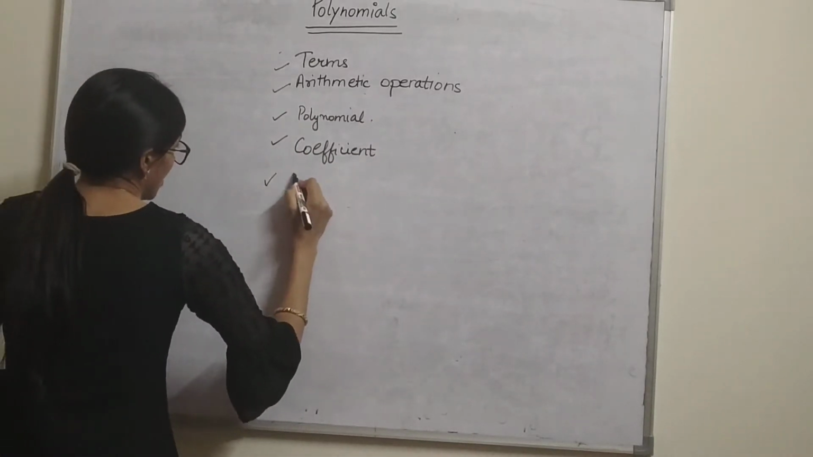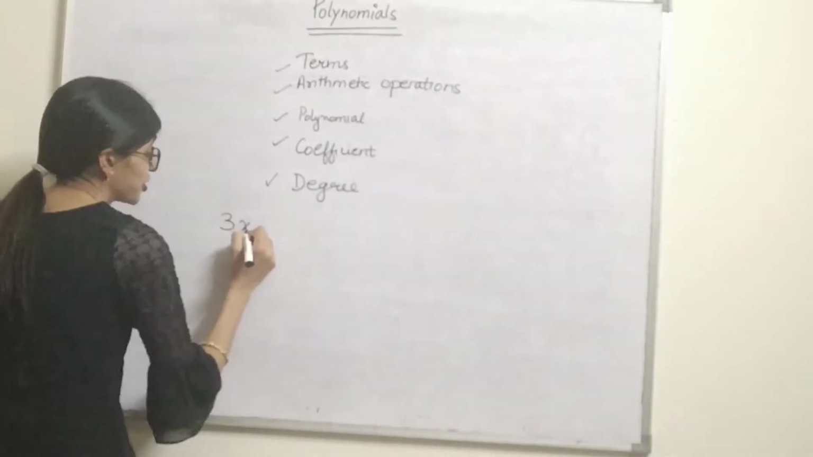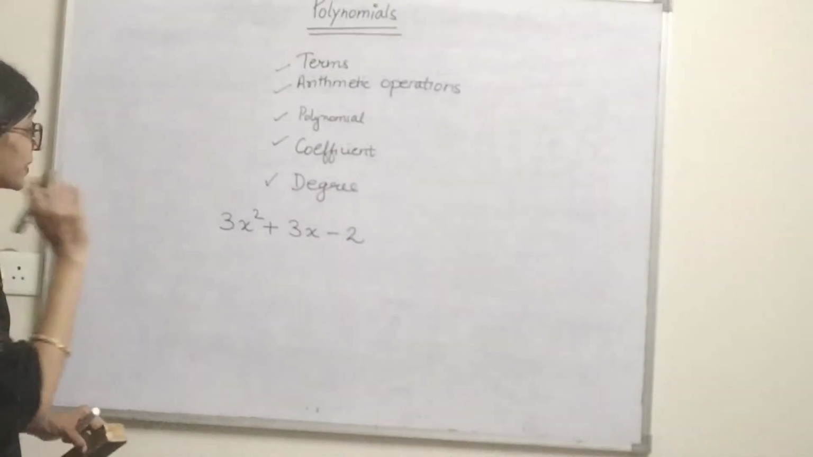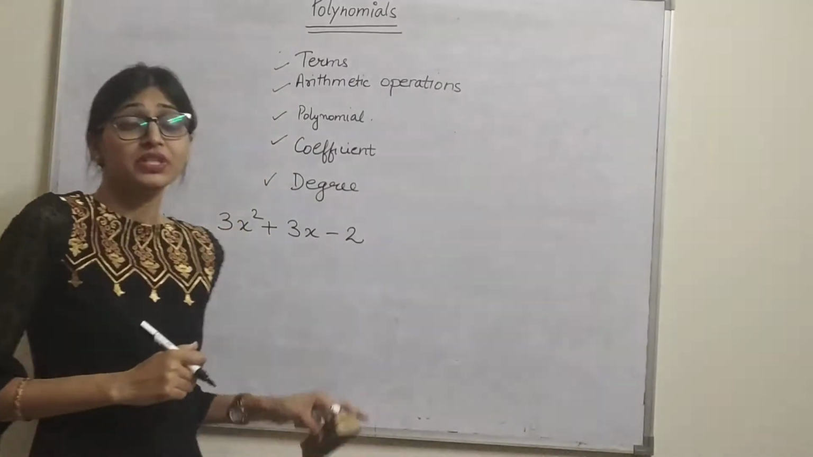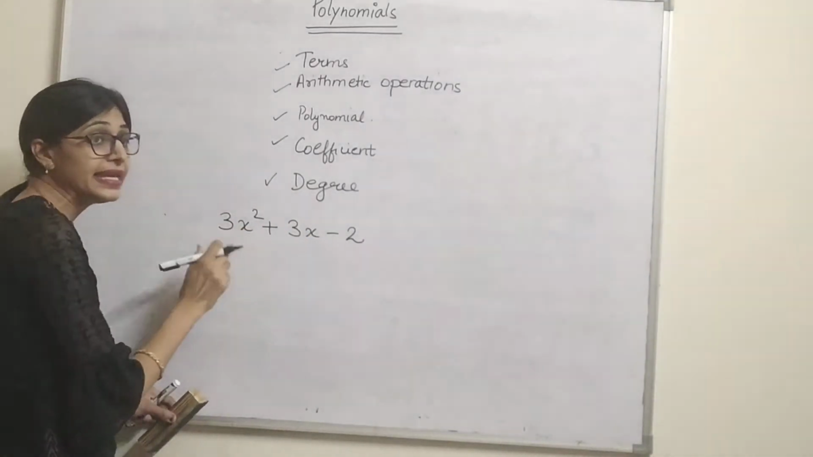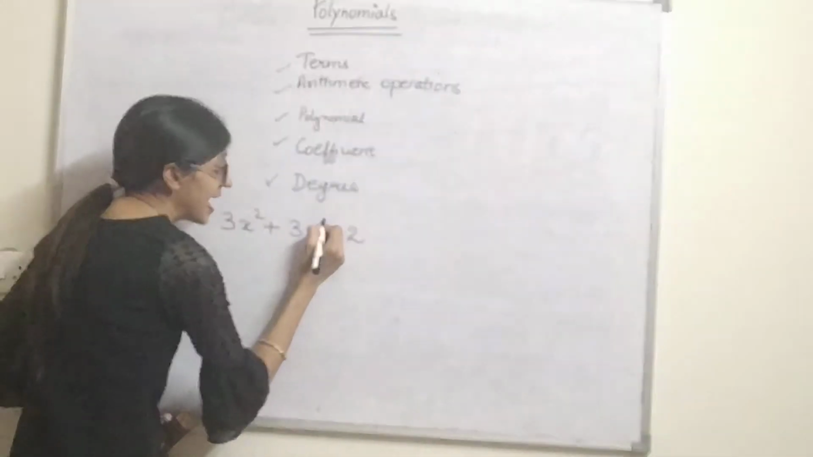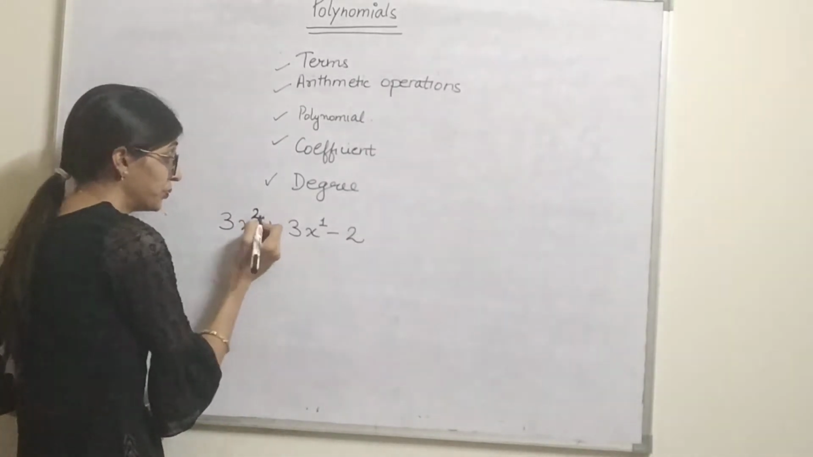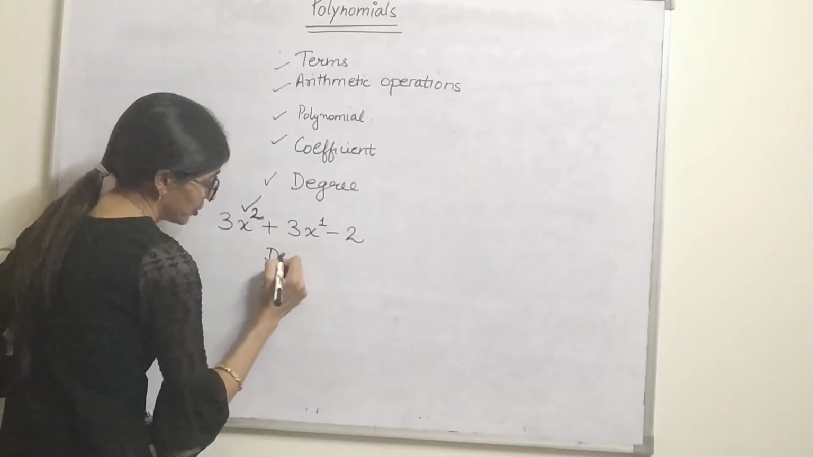Degree. What do you understand by degree? Suppose an expression is given to you, a random expression, and you are asked what is the degree of this polynomial. Whatever value of the variable's power is highest, that is the degree of the polynomial. Here the variable has x raised to power 1. Here the variable is x raised to power 2. Which is higher? 1 or 2? Obviously 2 is higher. So degree is 2.